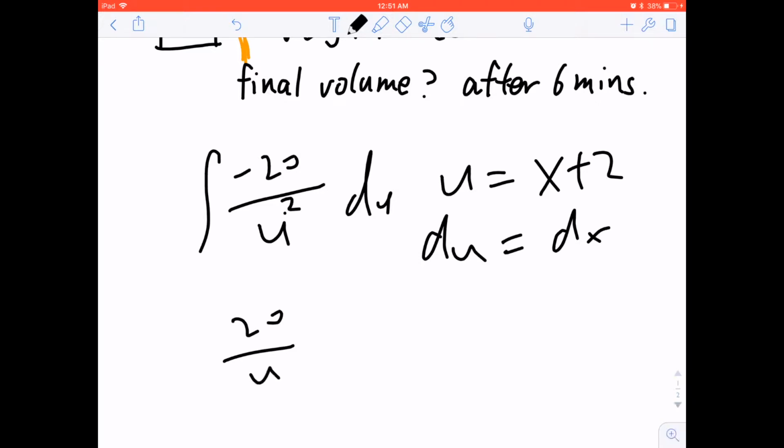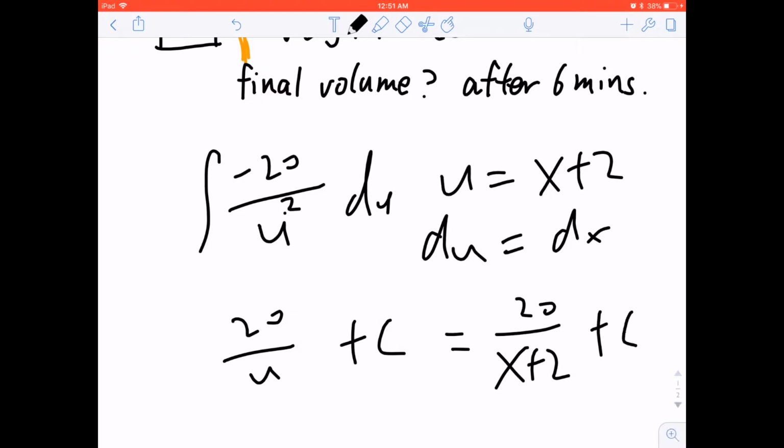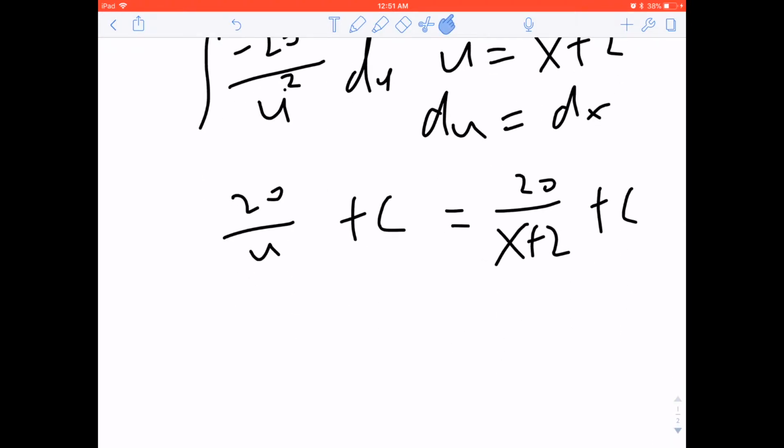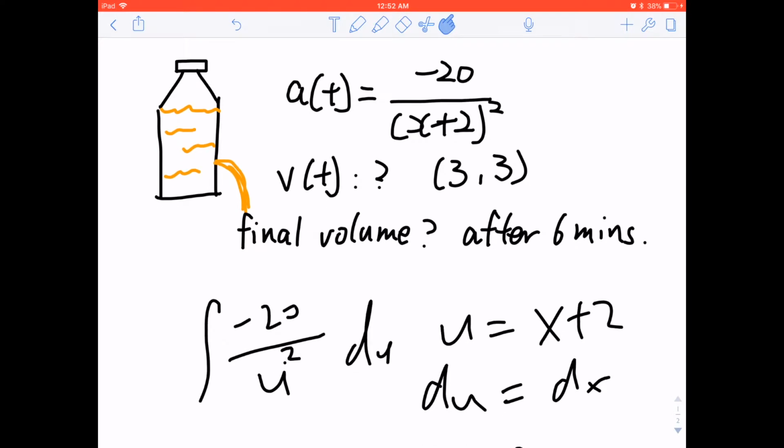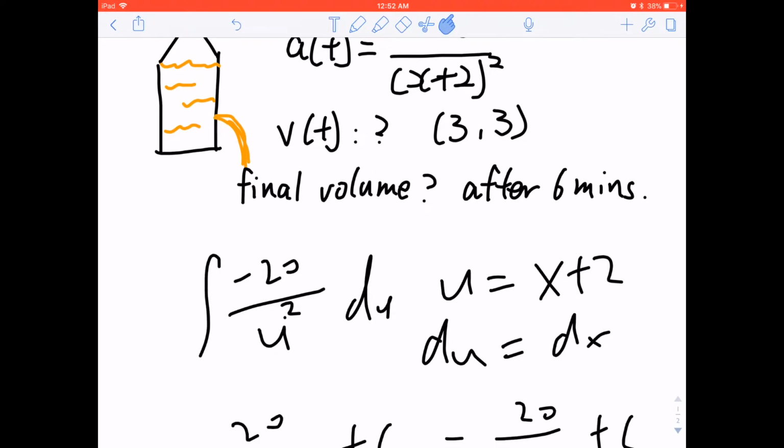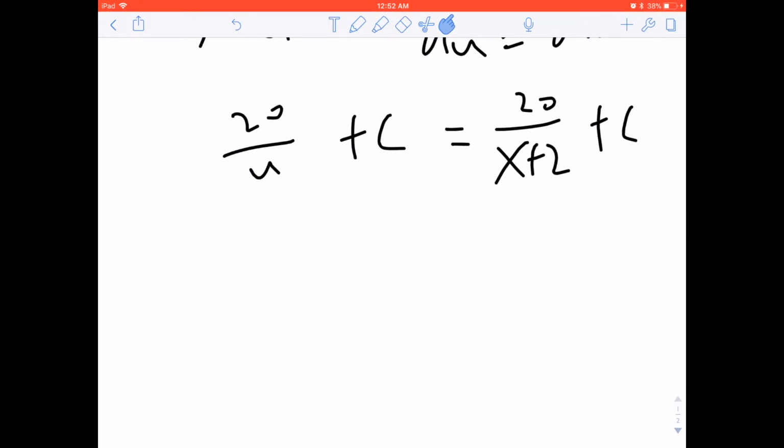20 over u plus c, which is 20 over x plus 2, plus c. But we have to figure out what c is. So now we have to use the information that shows on the machine near the liquid. The current speed at the third minute is 3. So we know when x equals 3, the velocity also equals 3.